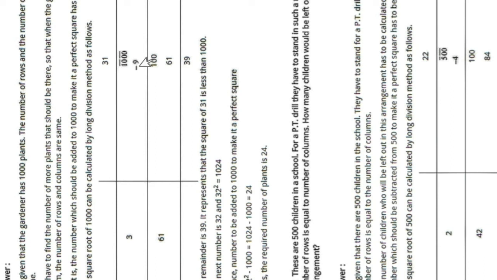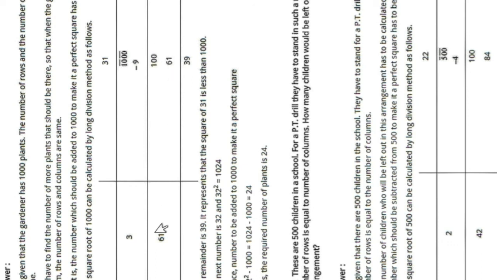So let us see. 1000, we will make the pairs first. Starting from unit digit, make the pair of two numbers. So this is the first pair, put one bar. This is the second pair, put the other bar. Now the nearest square to 10, below 10, is 9. So 3 3s are 9. So 10 minus 9 is 1. And this 00 will come down.